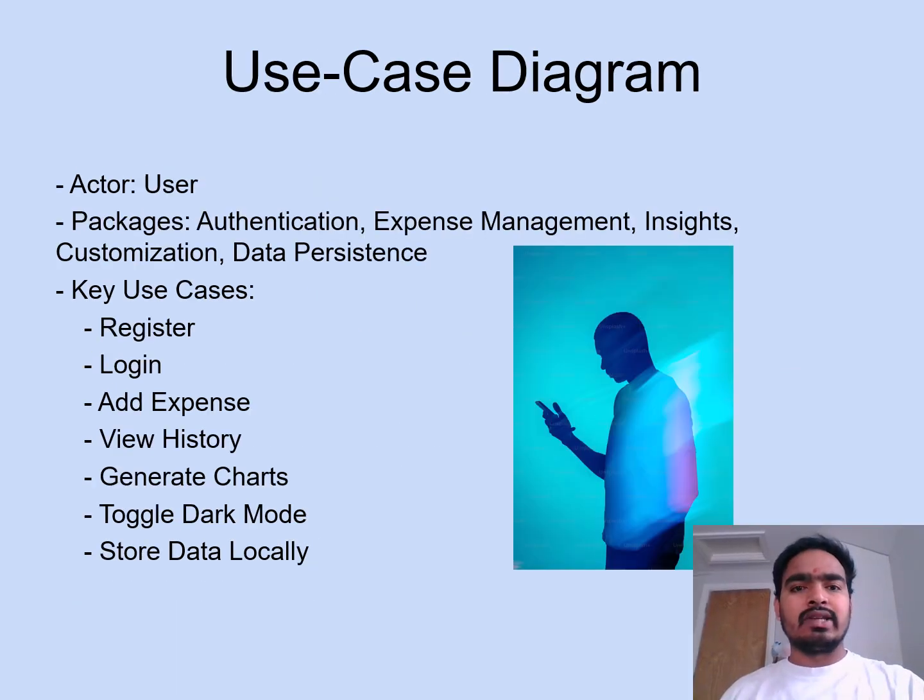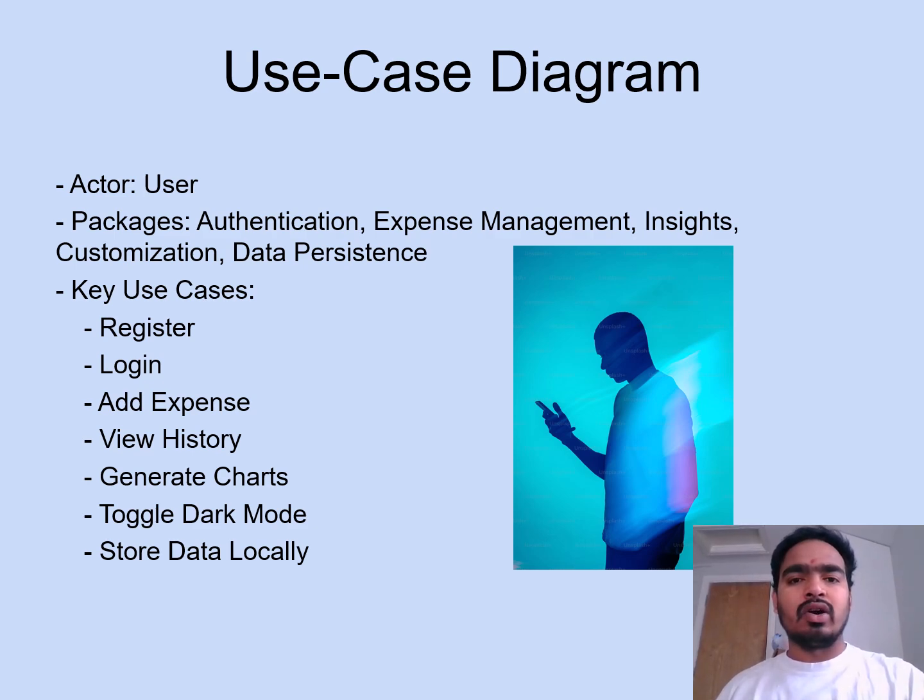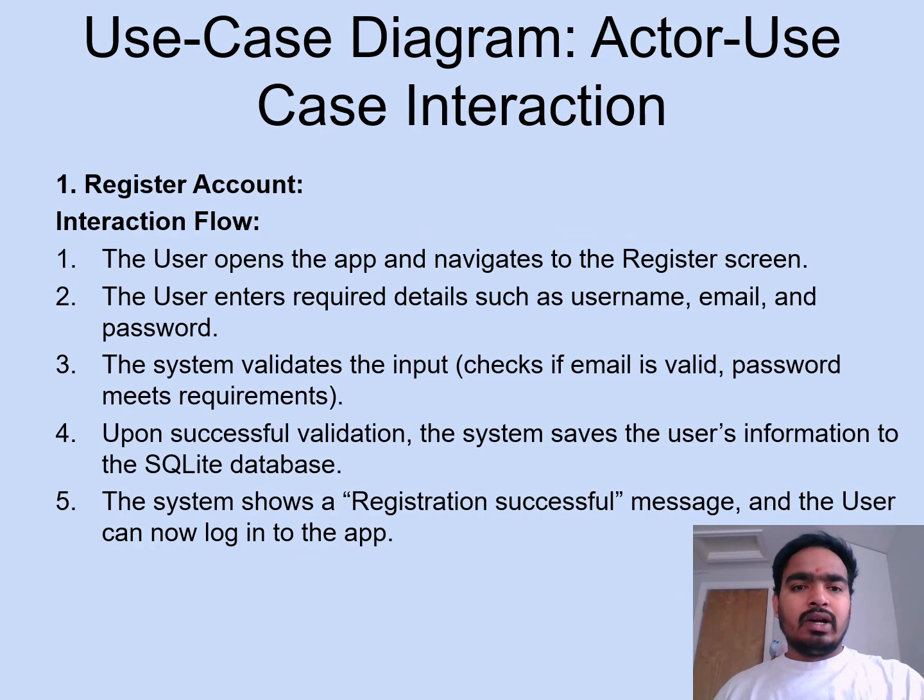Now the use case diagram. The diagram shows user interactions with PET. In this diagram, the actor is the user, and the packages are authentication, expense management, insights, customization, and data persistence. Key use cases: register, login and add expense, view history, generate charts, toggle dark mode, and store data locally. These are the actor and use case interactions.